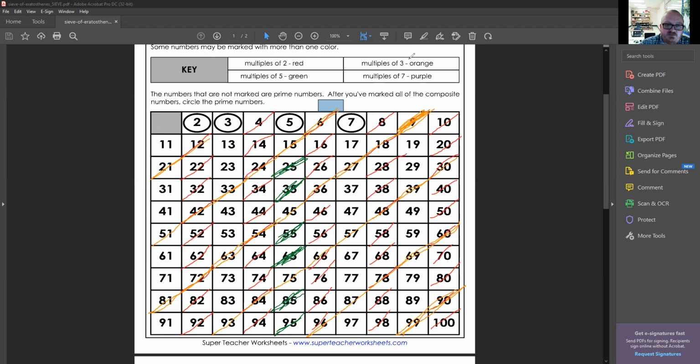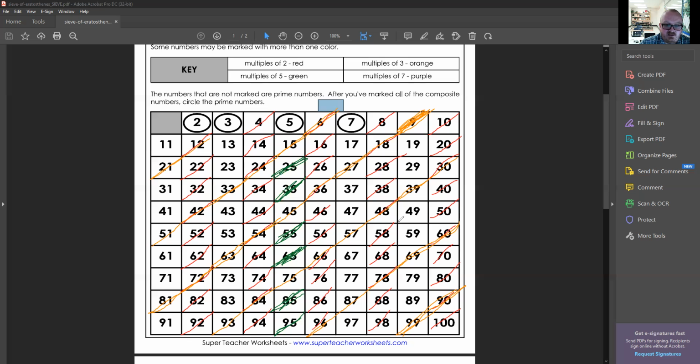The last one is multiples of 7. I'm going to use purple for that one. So this one I'm going to have to run through my 7 times tables because, if I'm looking at 7, that is not prime, but 7 times 2, 14, that wouldn't be prime. That would be composite. Times 3 is 21, times 4 is 28. Times 5 is 35, I already did that. Times 6 is 42, I already crossed that off.